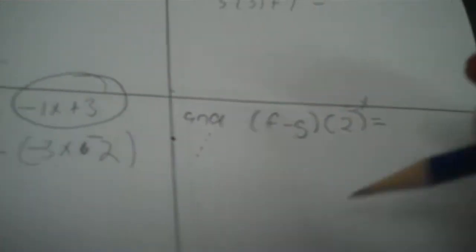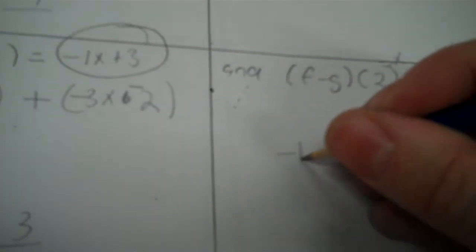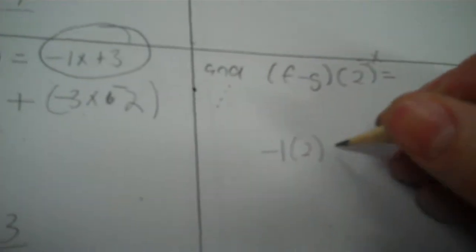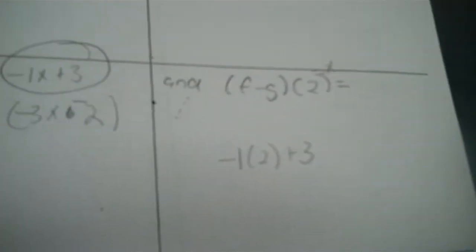Okay, now in that instance, what would f minus g of 2 be? Well, that means I just put a 2 in for the x over here. So negative 1 times 2 plus 3 is going to be 1.